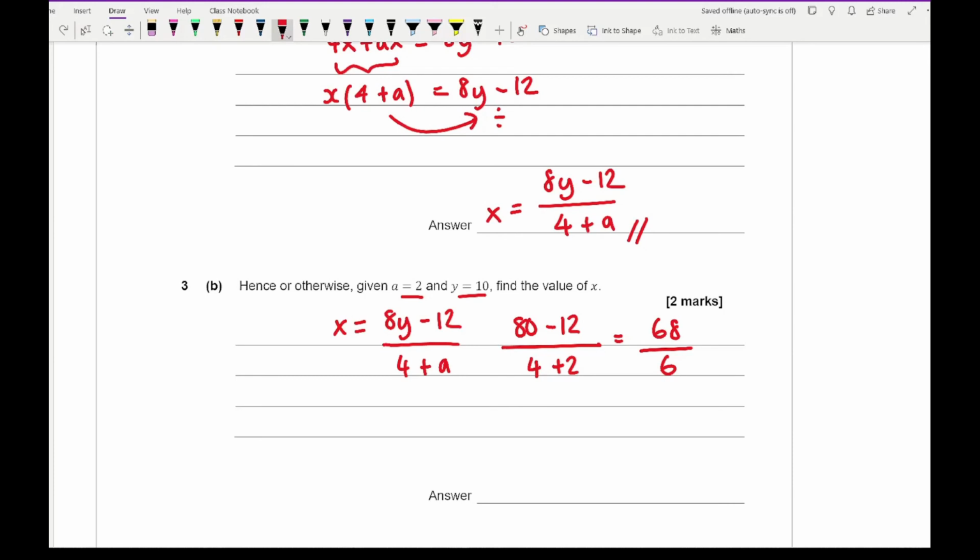68 divided by 6 gives me an answer of 34 over 3. Another way of doing that is to do 34 divided by 3, and then we can write that as a mixed number. That's going to be 11 and 1/3, and that's how we get the answer if it was on a non-calculator paper.